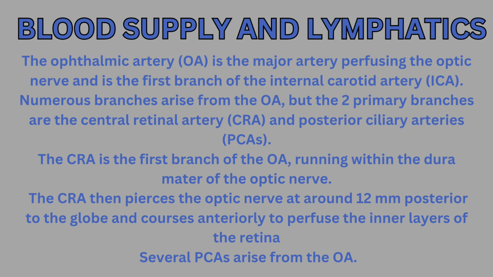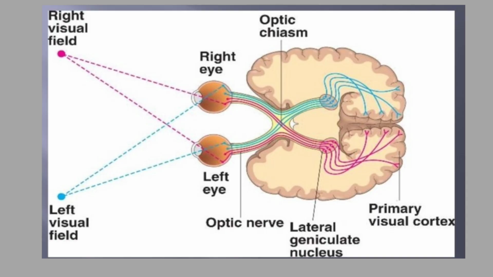The CRA is the first branch of the OA, running within the dura mater of the optic nerve. The CRA then pierces the optic nerve at around 12 mm posterior to the globe and courses anteriorly to perfuse the inner layers of the retina. Several PCAs arise from the OA.